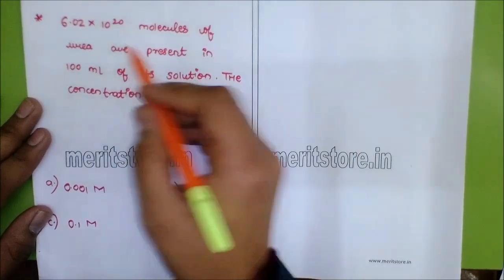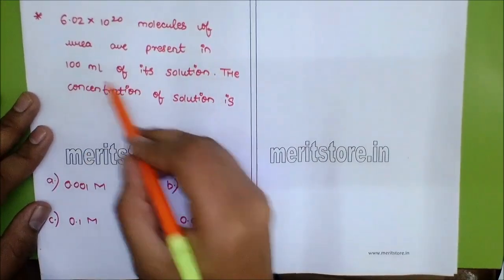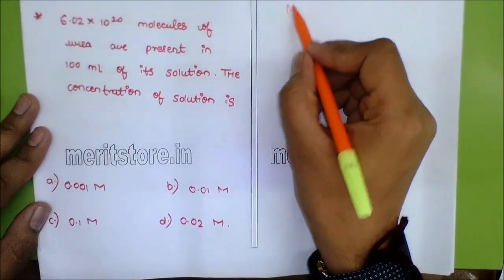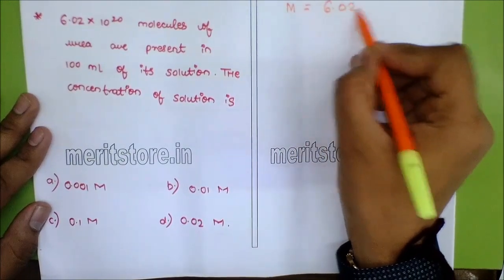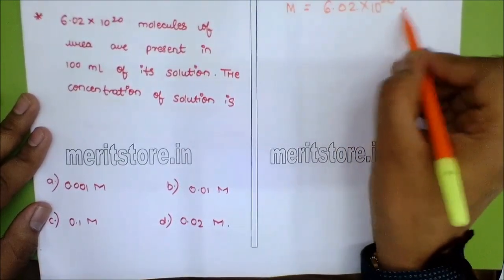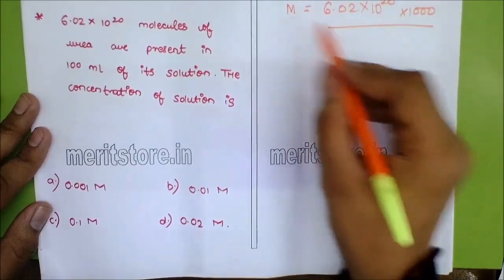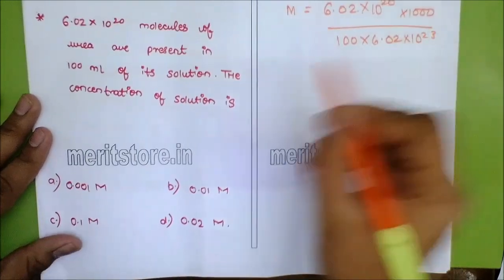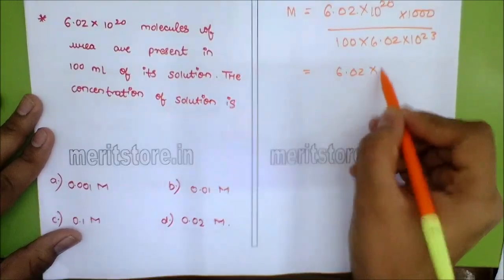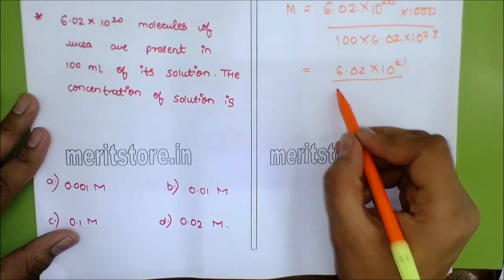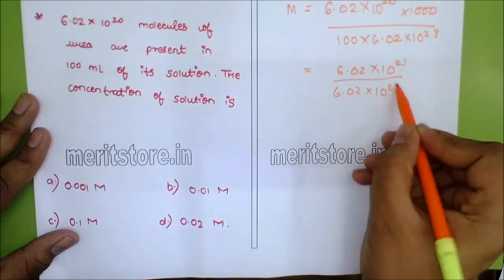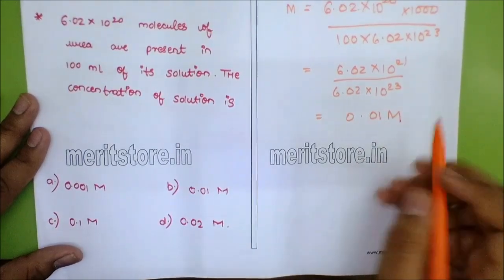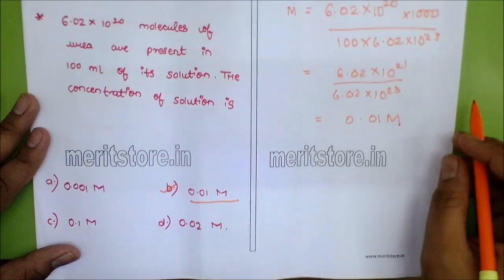6.02 into 10 raised to 20 molecules of urea are present in 100 ml of its solution. The concentration of solution is. Now we know molarity equals 6.02 into 10 raised to 20 into 1000 upon 100 into 6.02 into 10 raised to 23. Now on solving we get 6.02 into 10 raised to 21 upon 6.02 into 10 raised to 23, which is equal to 0.01 molar. So option B, 0.01 molar is the correct answer.